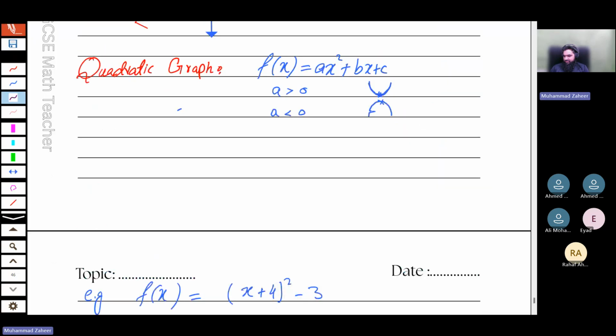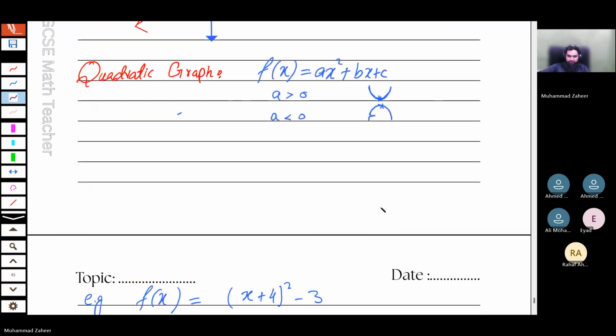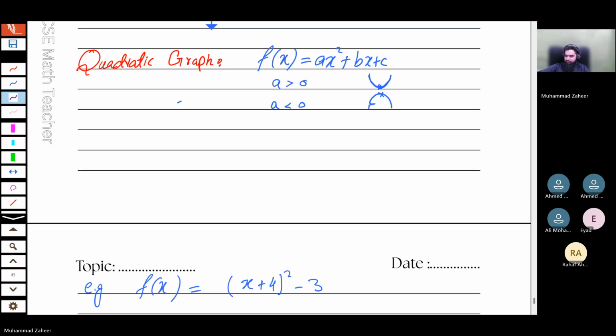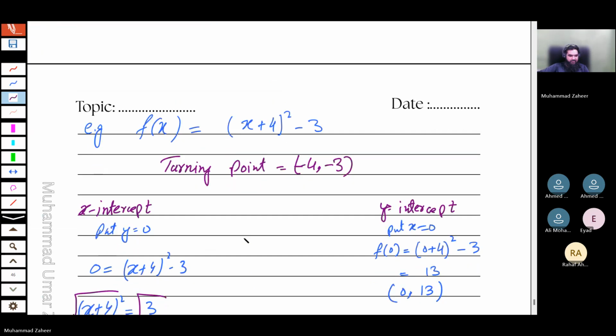Yes, everyone. Any question about the quadratic graph? Yes, anyone? Yeah, Rahaf, Ahmed Hamza. No, Mister, it's clear. Yes, Ahmed Muhammad.